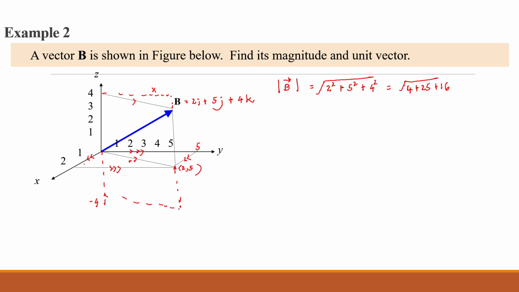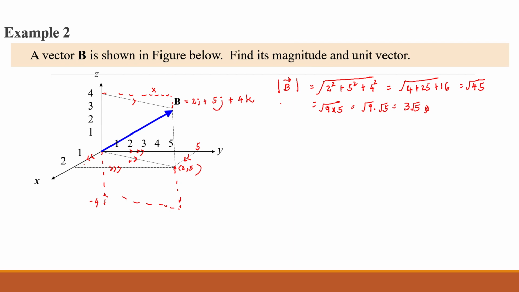So you have 4 plus 25 plus 16, which is 45. Okay, if you want to simplify, 9 times 5, so you have 3 root 5. Either leave it as 3 root 5 or you want root 45. Okay, this is the magnitude of vector B.